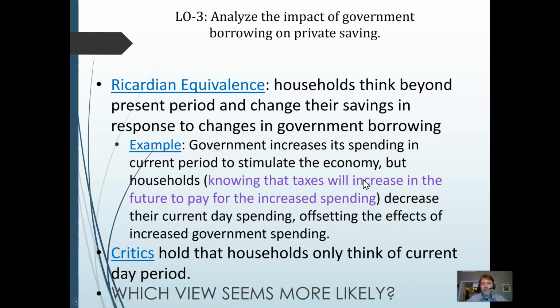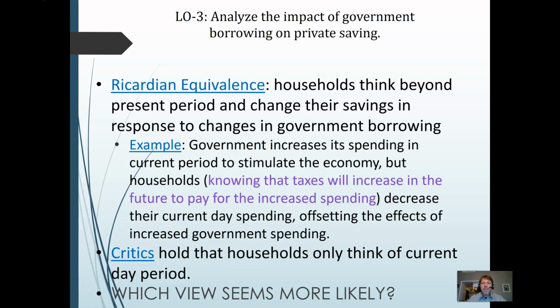The Ricardian equivalence says that households will think long term, that we think beyond our present circumstances and will change our savings rate in response to government borrowing. In fact, right now, there is above a 20% savings rate in the US, which is incredible.